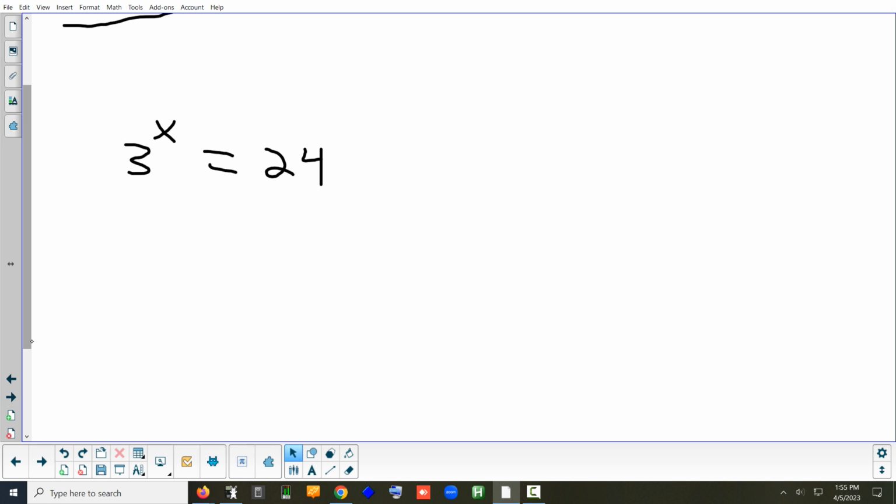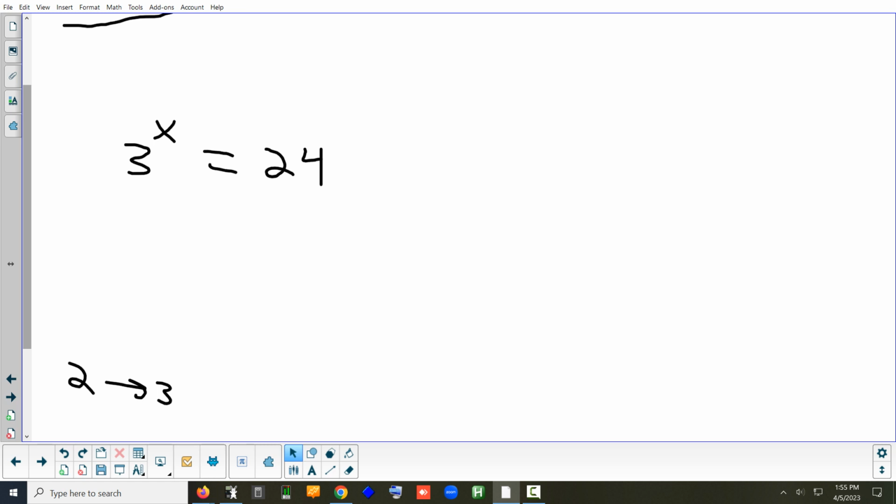Right. 3 to the x equals 24. Let's think about what the answer should be between. 3 to what power is smaller than 24? 3 to the second. That's too small. That only gives me 9. And 3 to what power is too big? 3 to the third. That gives me 27. So the answer to this is going to be somewhere between 2 and 3. Let's see what we get.